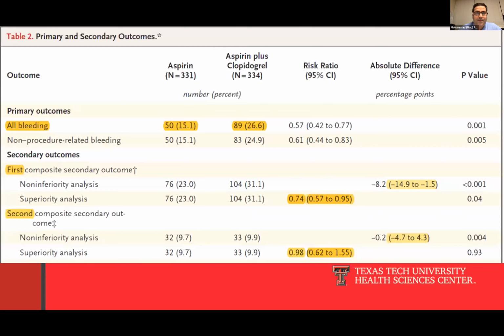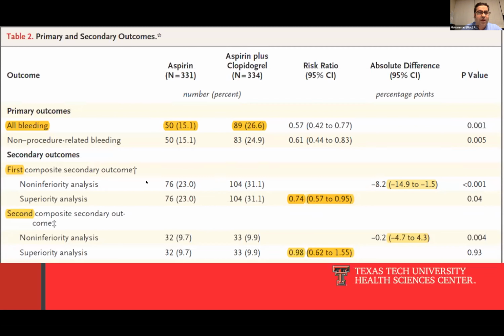Coming back to this, this is the primary outcome, and it really summarizes everything. If you look at aspirin alone compared to aspirin and Plavix, for all bleeding it is statistically significant, pointing towards aspirin alone with reduced bleeding. Non-procedure related bleeding was also statistically significant.